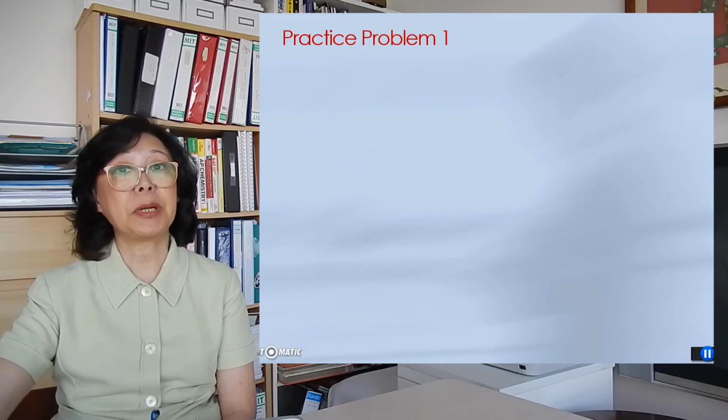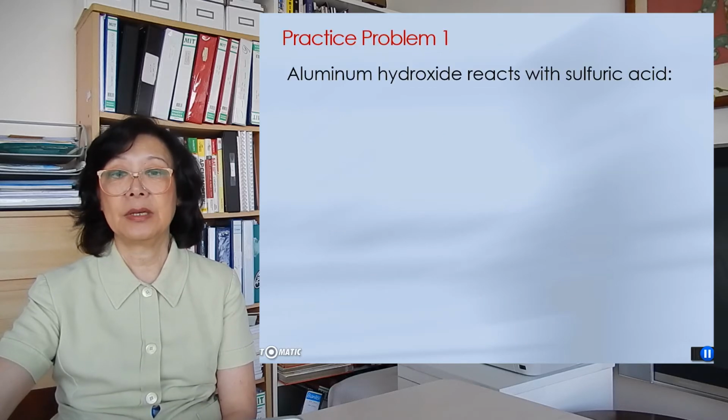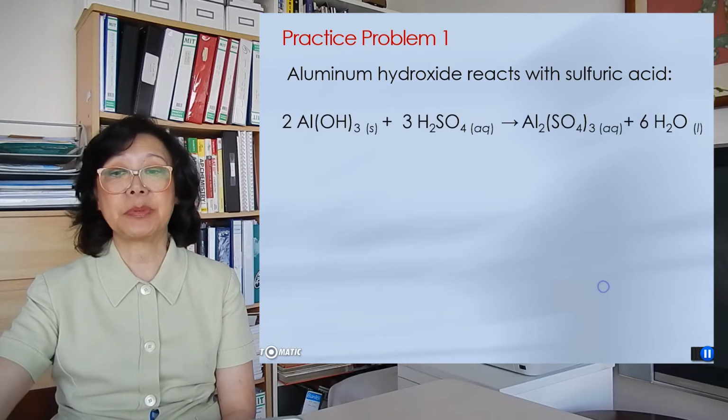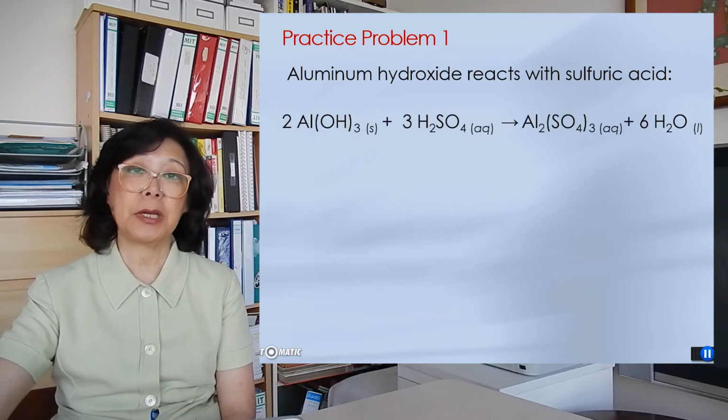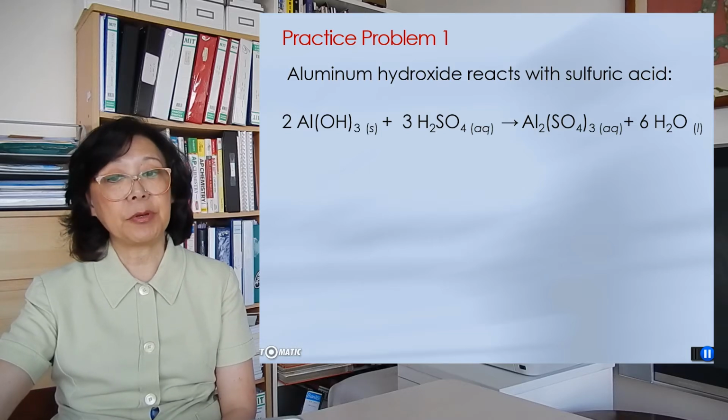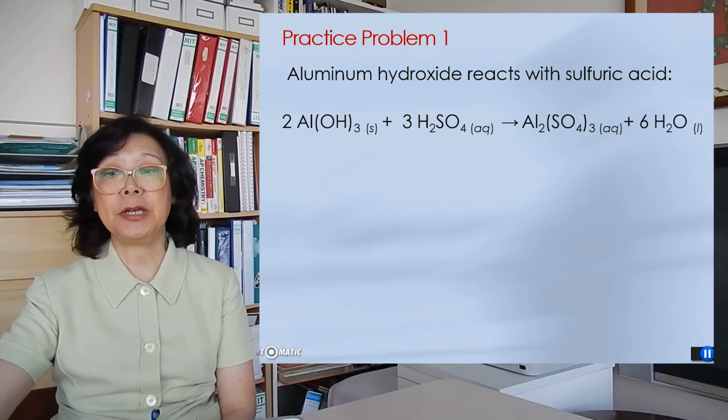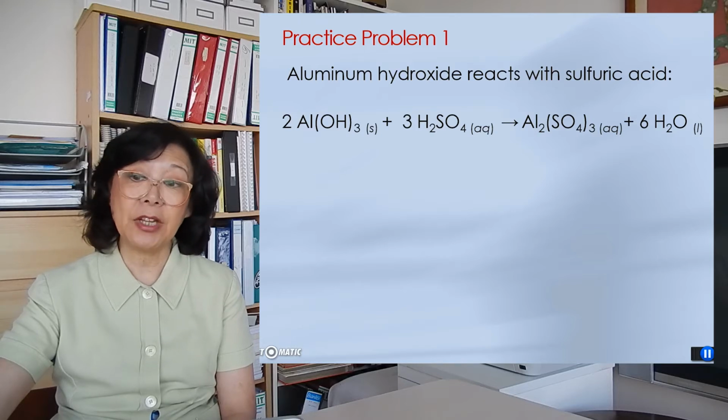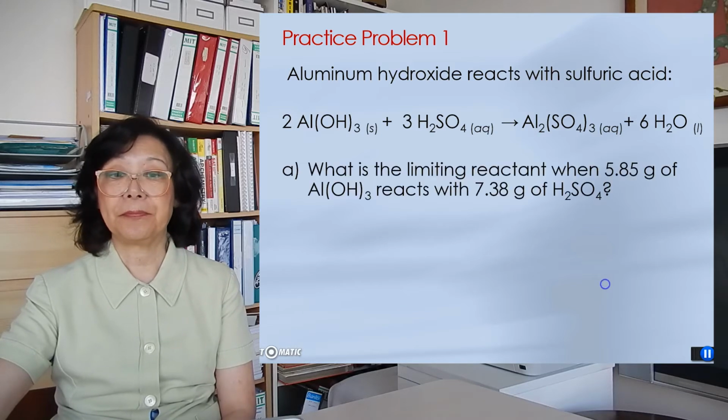Here's practice problem number 1. Aluminum hydroxide reacts with sulfuric acid according to the following equation, where 2 moles of aluminum hydroxide will react with 3 moles of sulfuric acid to yield 1 mole of aluminum sulfate and 6 moles of water.